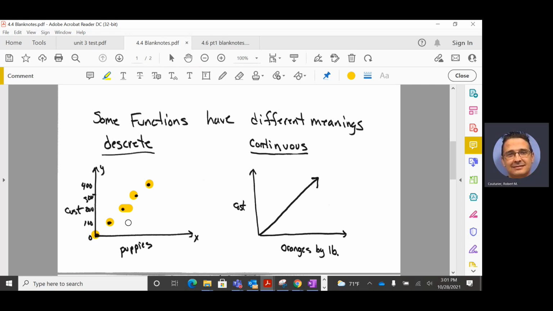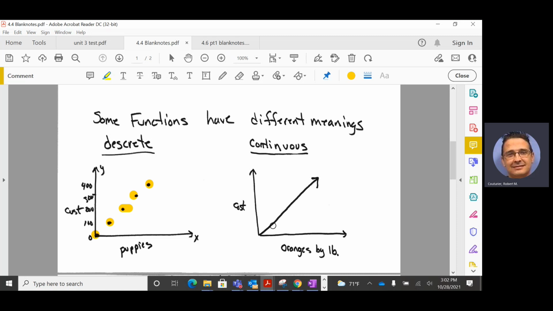Nowhere is there a pet store that is going to sell you a half a puppy. So that's why all these dots are not connected. The individual dots are what have value and what have meaning. Consider something different. You go to the grocery store to buy oranges, right? You're putting oranges in your bag and you put it on the scale. Will the grocery store sell you 2.5 pounds of oranges? 3.5 pounds, 3 3/4 pounds? Yeah.